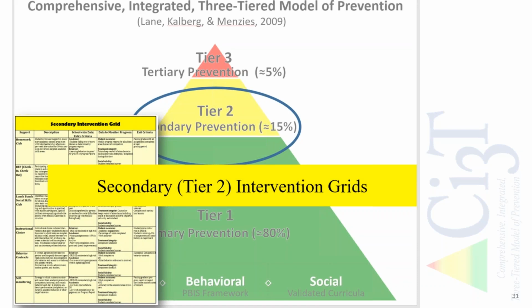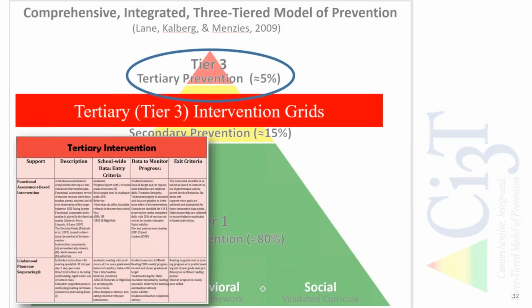In our CI3T work with schools, we help school sites to actually make a grid, similar to what you're seeing here, that lists out secondary tier 2 intervention grids. And over time, our goal is to make sure that these are evidence-based practices. In these grids, you name the support, and please remember, a support is not a person, it's what the person does. There's a description of it, and now here's the game changer. Instead of teacher nomination to connect a student to a support, it would be the screening data that would be used to connect them to these additional supports.